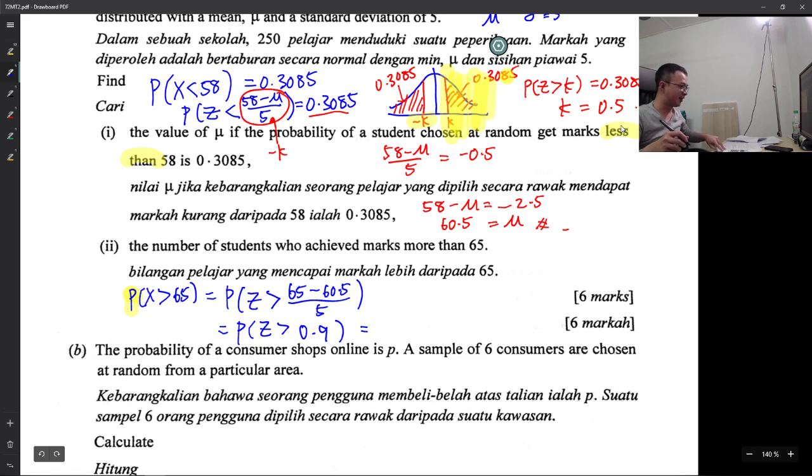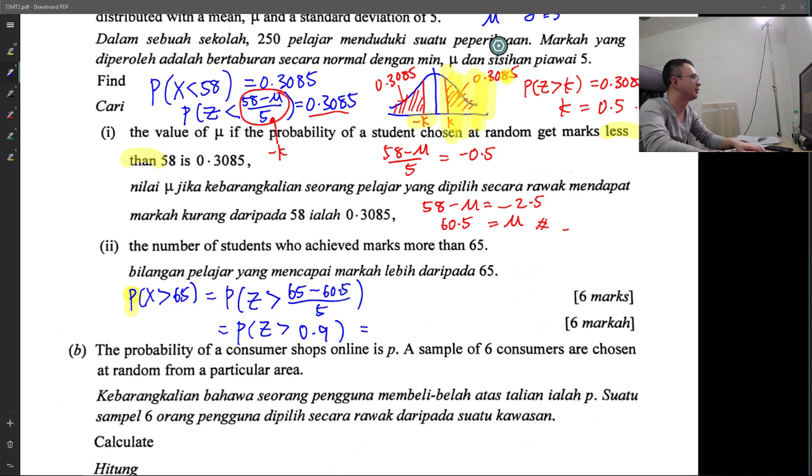I'm not going to use the table right now, but okay, maybe I can. Yes, let me just Google search for you. Z value table SPM. Okay, let me go to the images. Where's my mouse?